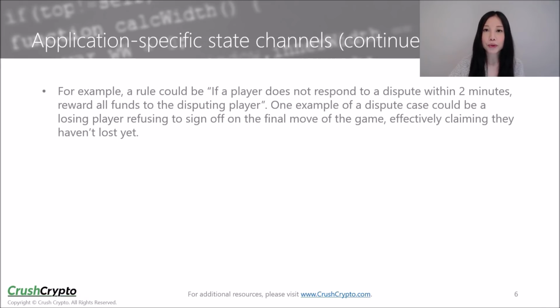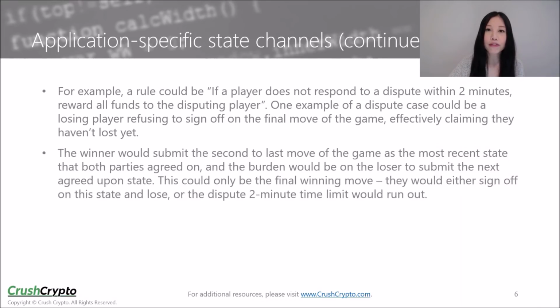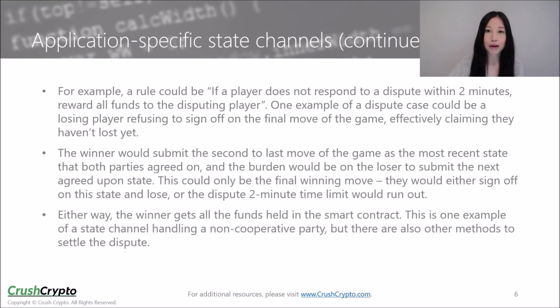An example of a dispute case could be a losing player refusing to sign off on the final move of the game. The winner would submit the second to last move of the game as the most recent state that both parties have agreed on. The burden would be on the loser to submit the next agreed upon state. This could only be the final winning move. They would either sign off on this state and lose, or the dispute 2-minute time limit would run out. Either way, the winner gets all the funds held in the smart contract.